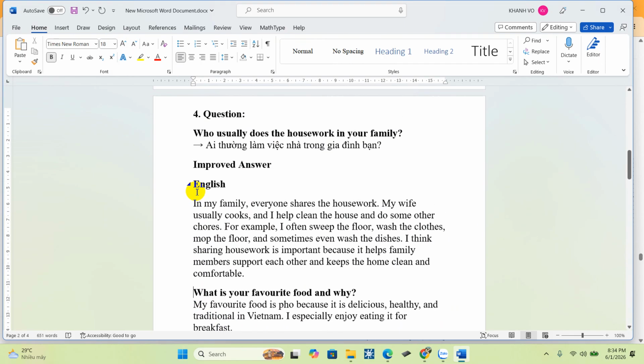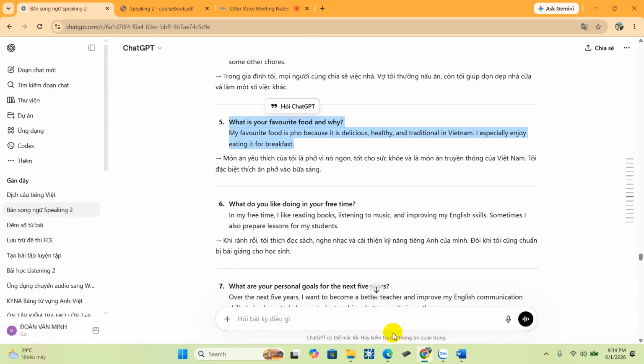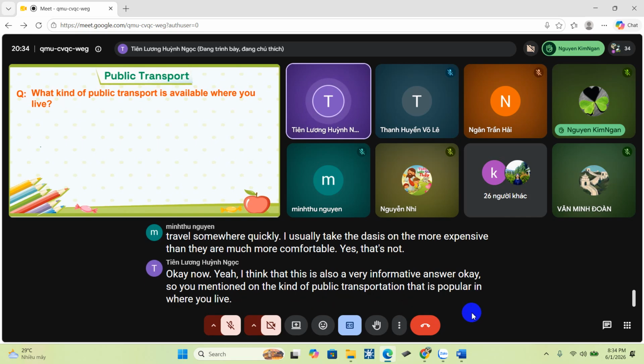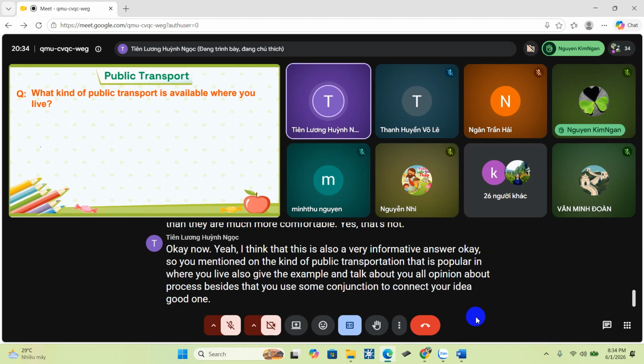Okay, now. I think that this is also a very informative answer. You mentioned the kind of public transportation that is popular where you live, also gave an example and talked about your own opinion about buses. Besides that, you used some conjunctions to connect your ideas. Good one. Now, that's all for the first question, and now let's move to the second one.